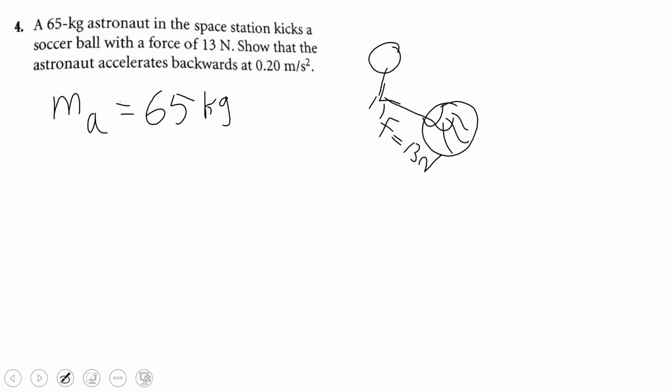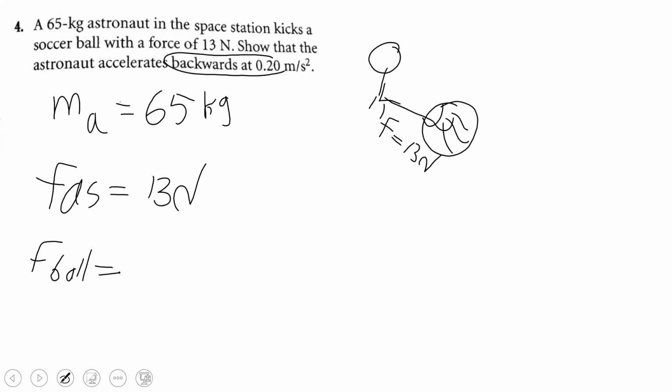So the acceleration will be negative 0.20. Here the answer is negative 0.2, but I want to show how it is backward 0.2. Find the acceleration that he imparts on the ball, and then it will be the opposite on the man. Now, what is the force? It's 13 Newton. Is it the force of the astronaut or the force of the ball? It is the force of the astronaut on the ball. So the force of the astronaut, let's say A, equals 13 Newton. So the force of the ball will be negative 13 Newton.